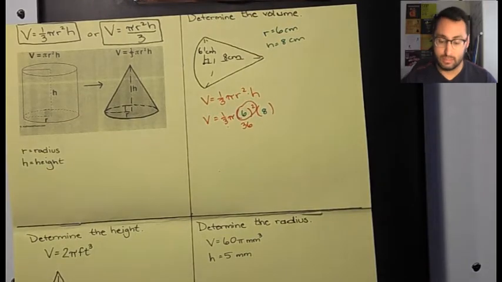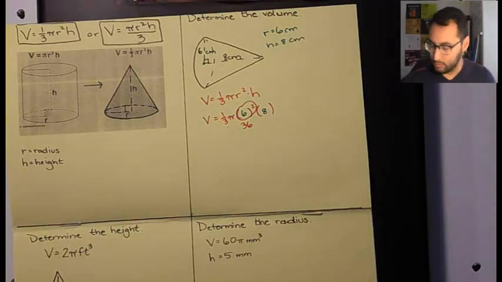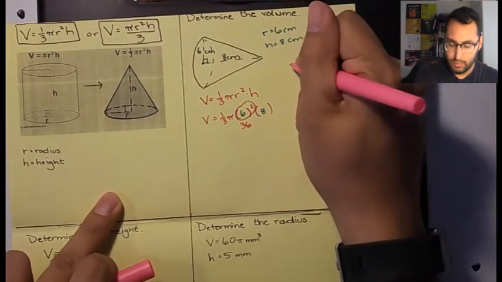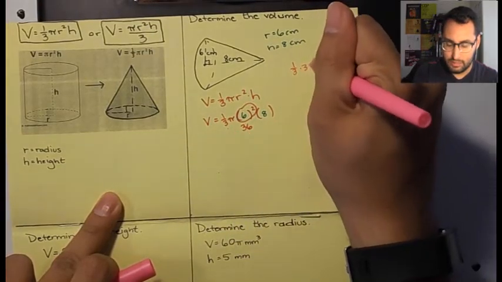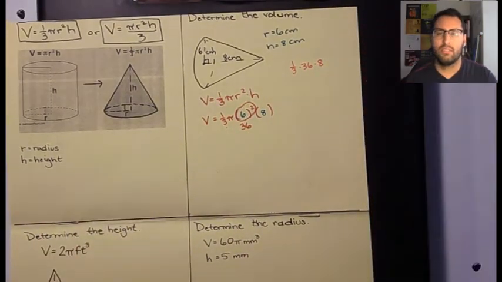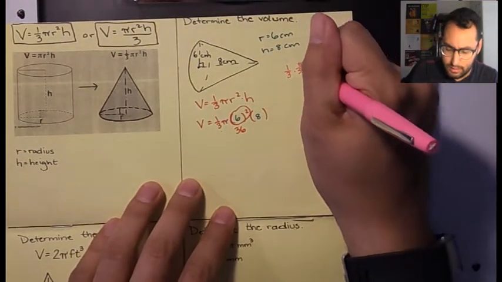6 times 6, 36. Now, I'm actually going to leave pi alone. I'm just going to focus on my numbers. So I'm going to do some scratch work off to the side that deals with this 1/3 right there. I'm going to write 36 and 8. We're going to multiply these all together. I'm going to get to the fraction last, so let's actually multiply these two things together.